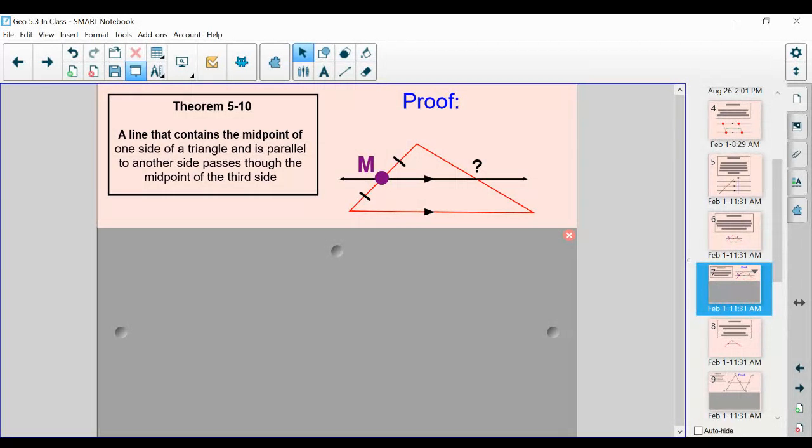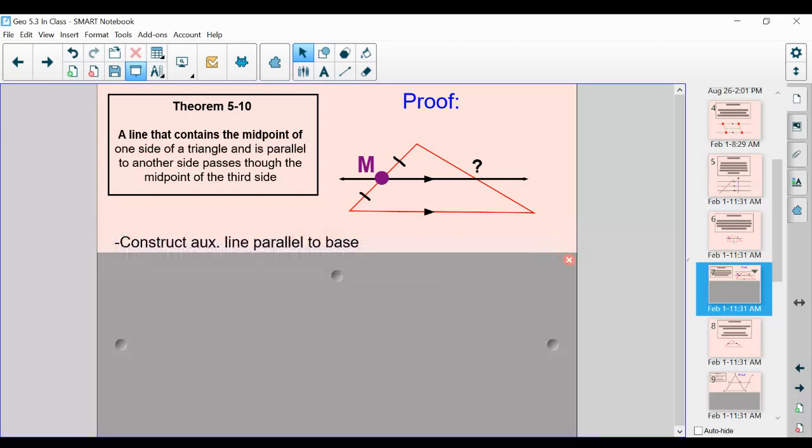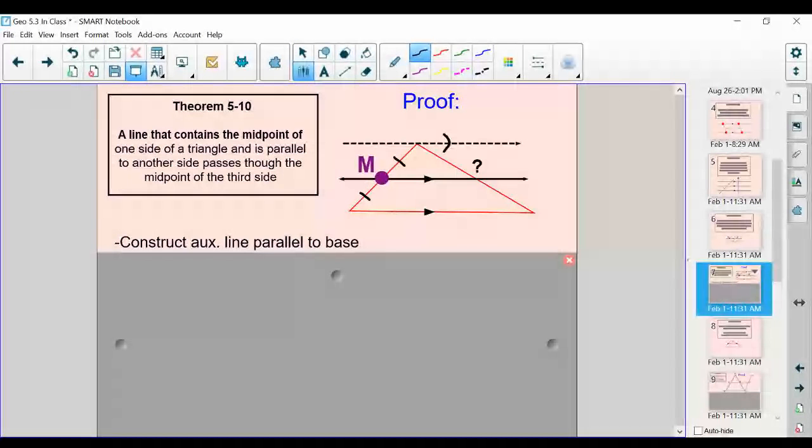So for this proof, we want to prove that the point of intersection from the median of the triangle is going to actually be the midpoint. So the first thing that we're going to do is we're going to construct an auxiliary line that's going to be parallel to the base. All right, so we know that this is also going to be parallel. So we have three parallel lines.